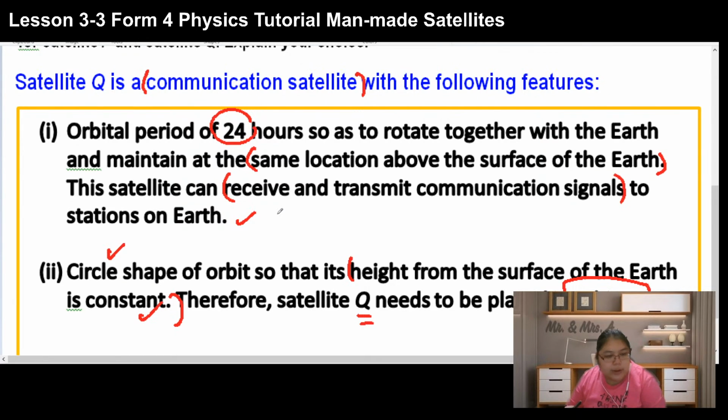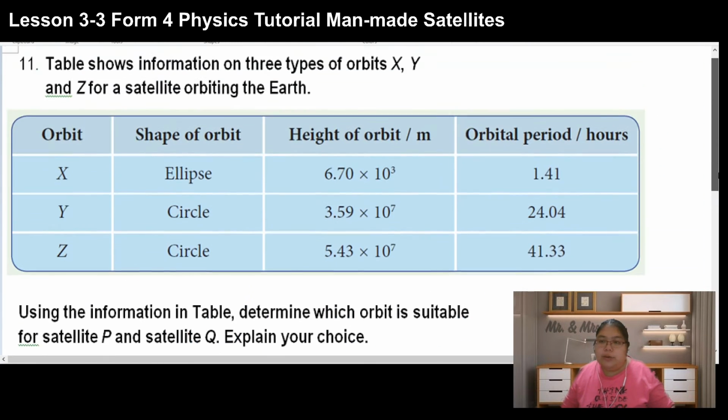We explained P for the shape, the height and also the orbit. Remember, for the height we don't mention how many; we just say you want higher or lower. The orbital period is the same: you are 24 hours or shorter than 24 hours. You don't mention 1.41 or 41.33. Don't mention the number. So that's all for the essay question on 3.3 man-made satellites. So our lesson is until here. We finish chapter 3.